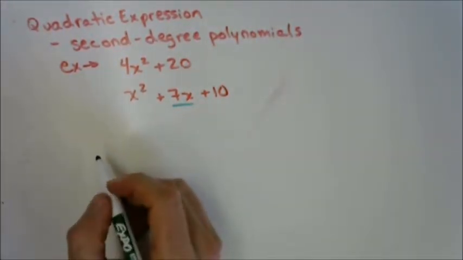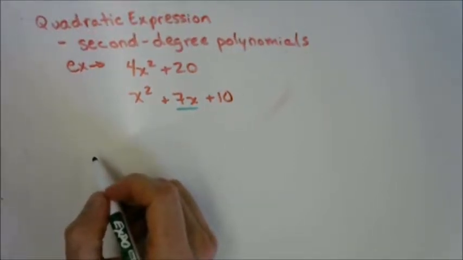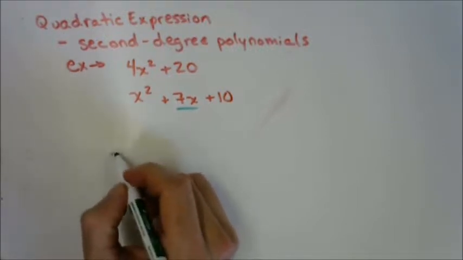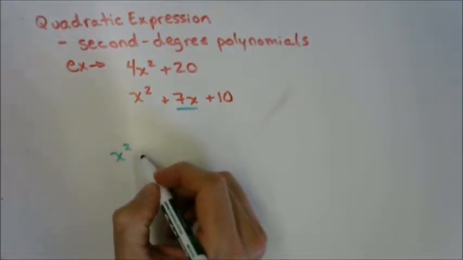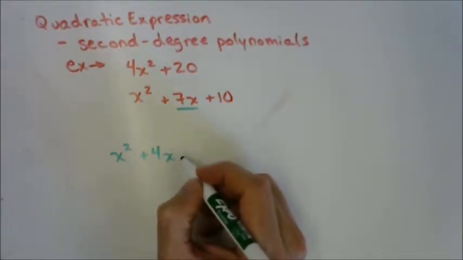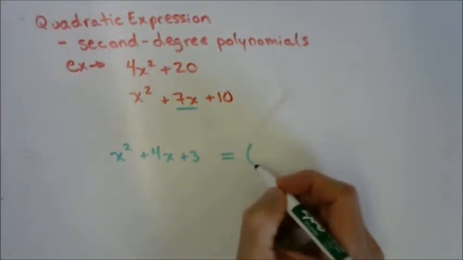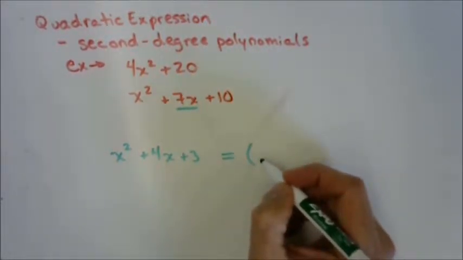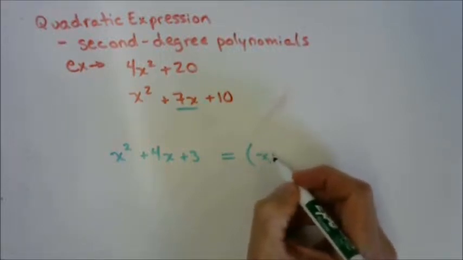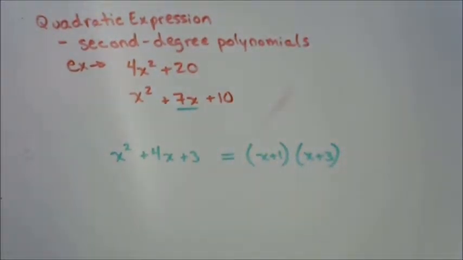Another note that we need to have is the difference between factoring and expanding. So we've done both of these things now, but basically I'm going to give you an example of a trinomial, a quadratic expression. It's x squared plus 4x plus 3. And I'm going to give you the exact same quadratic expression in factored form.